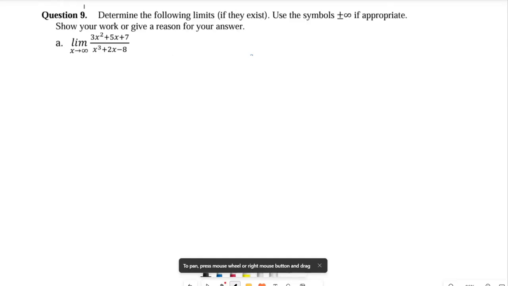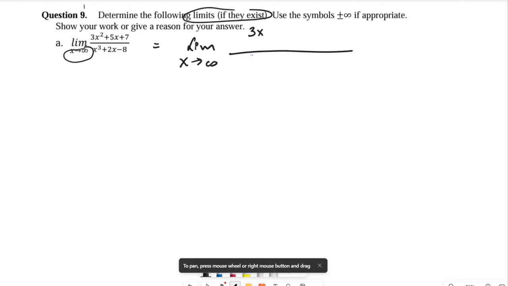Here's a question for limits, but if you notice, these limits are approaching infinity. So there is a specific method to solve these kinds of problems when we have a fraction function, right? The function is 3x squared plus 5x plus 7, and the denominator is x cubed plus 2x minus 8.